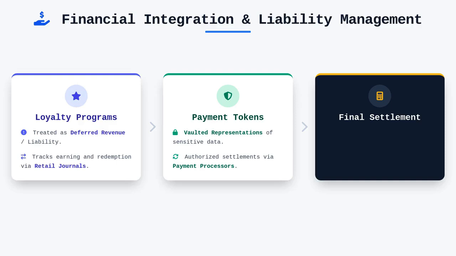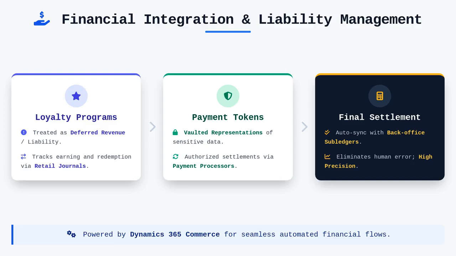When a transaction is settled, the payment token is used to sync with the payment processor, and the resulting settlement is automatically reconciled with the back-office subledgers. This automated flow minimizes the risk of human error in reconciliation and provides the clarity needed to track financial performance with high precision.